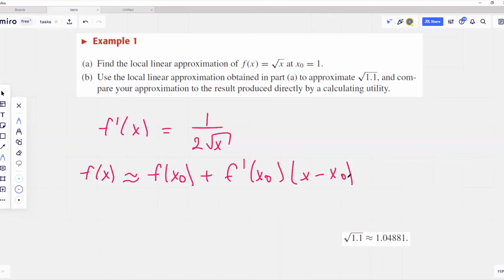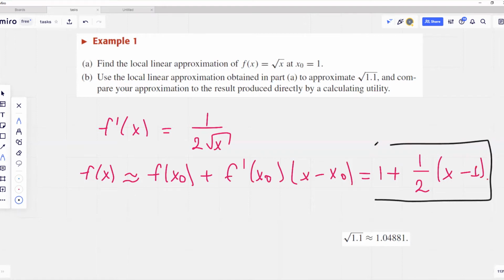Substituting x0 equal to 1, we get the following equation: 1 plus 1 over 2 times (x minus 1). So here is our local linear approximation near the point x equal to 1.